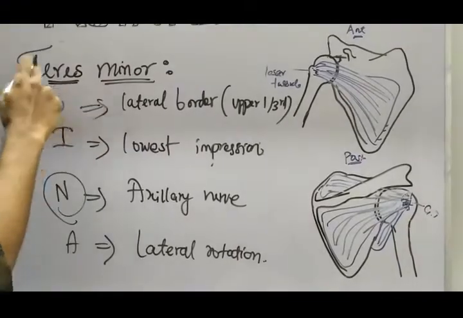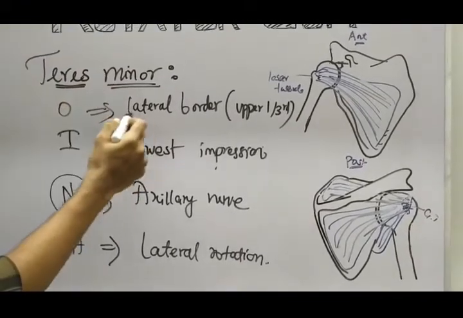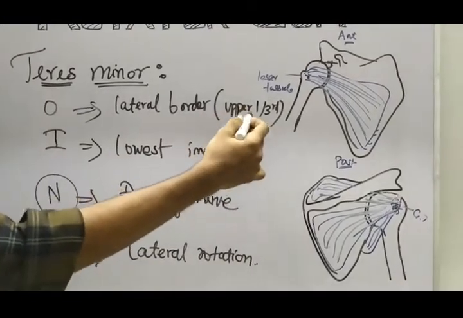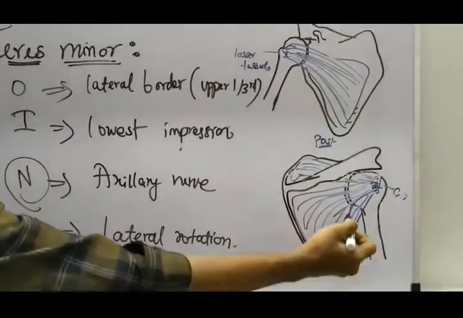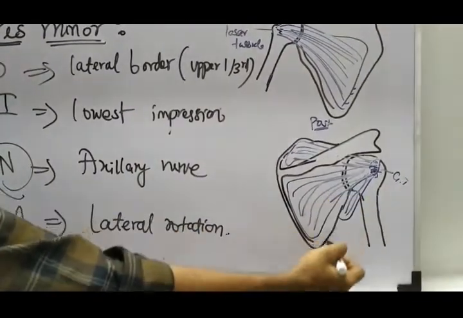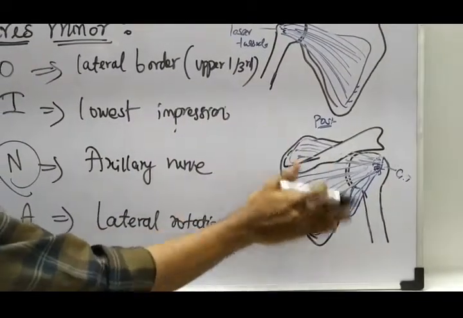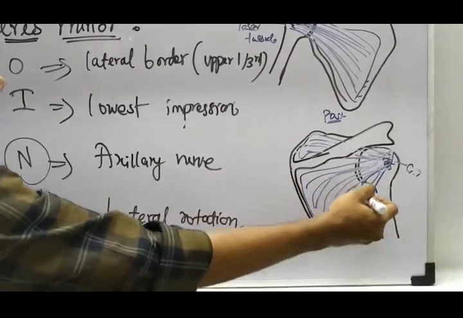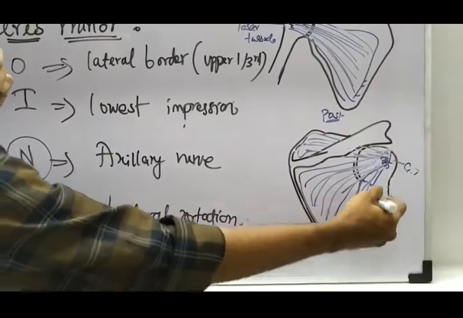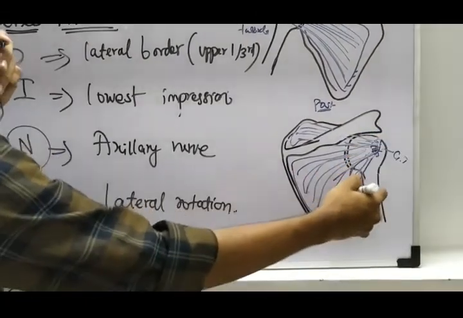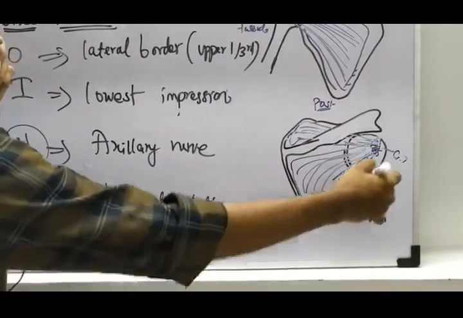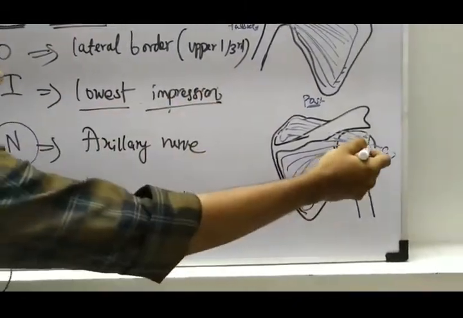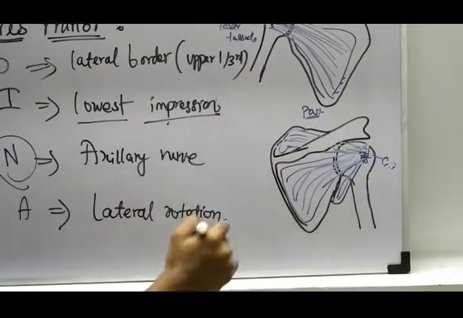The next muscle is teres minor. The teres minor originates from the lateral border upper 1/3 of the dorsal surface. Here you can see this is the lateral border of the scapula and this is the dorsal view, that is posterior view, as I said in the beginning. So from here in the upper 1/3 the teres minor muscle gets origin, and it's inserting into the lowest impression on the greater tubercle.